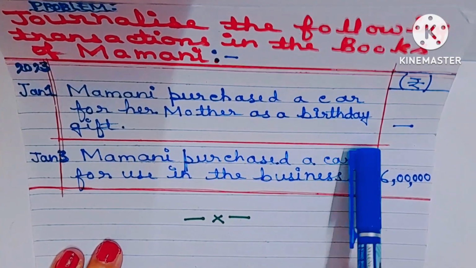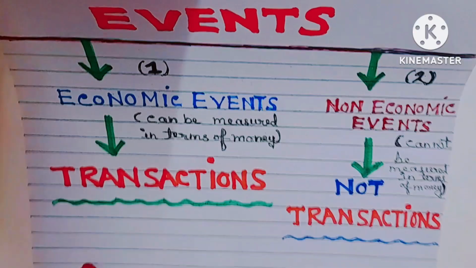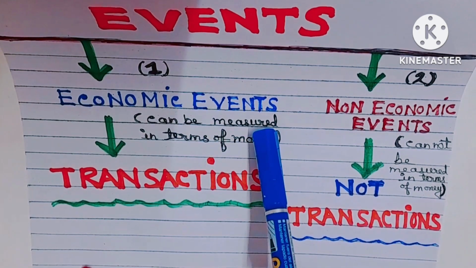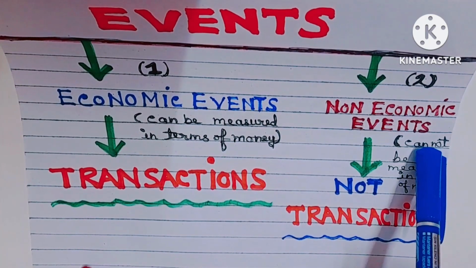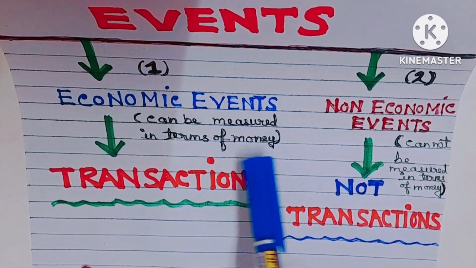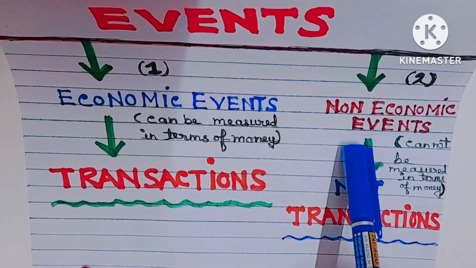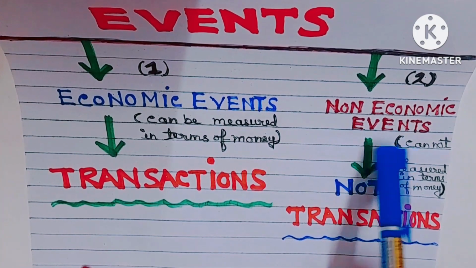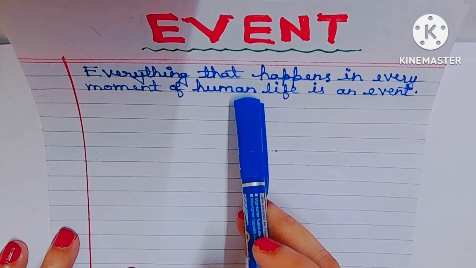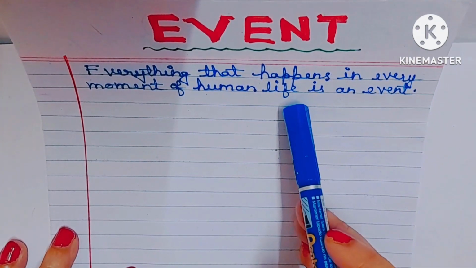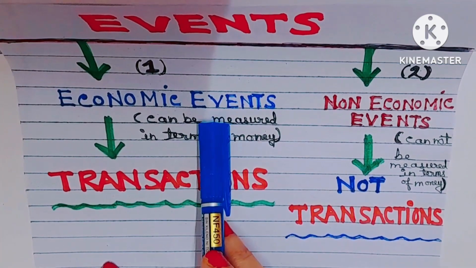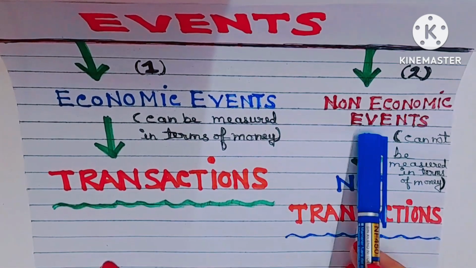There are two types of events. Let me show you. Number 1, economic events. Number 2, non-economic events. Economic events are also known as monetary events or financial events. Non-economic events are also known as non-monetary events or non-financial events. What is an event? Everything that happens in every moment of human life is an event. So there are two types of events: economic events and non-economic events.